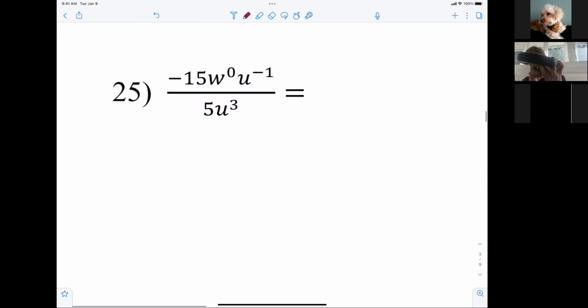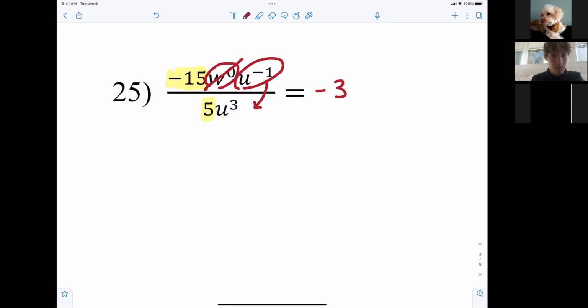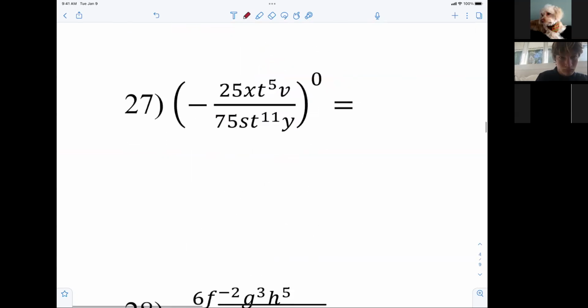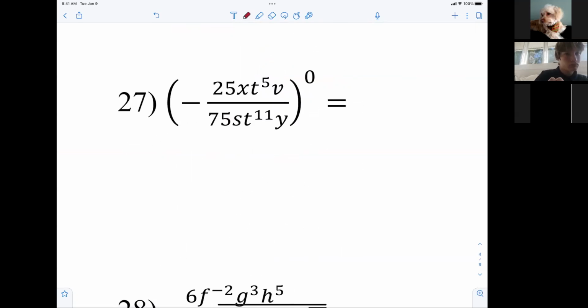All right, now 25, here we go. Look at the numbers. -15 divided by 5 is what? -3. W to the 0 becomes a 1, so it crosses out. This U to the -1 goes where? On the bottom. So my final answer is just -3 over U to the 4th. Very good. Everybody's good? All right, here we go, 27. Really nice problem. Anything to the 0 power, all that crosses out to a 1.